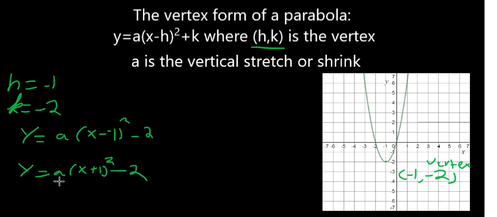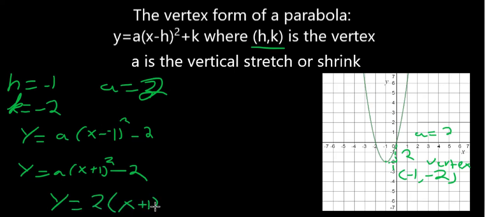Now all I need to do is figure out a. Does this graph have a vertical stretch or shrink? Well, when I go over 1, I go up 2. So that tells me there is a vertical stretch of 2. So a is equal to 2. So that gives me the equation y equals 2 times x plus 1 squared minus 2.